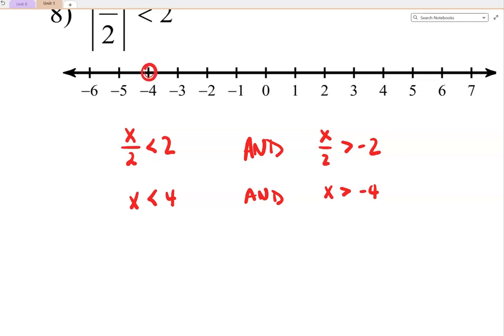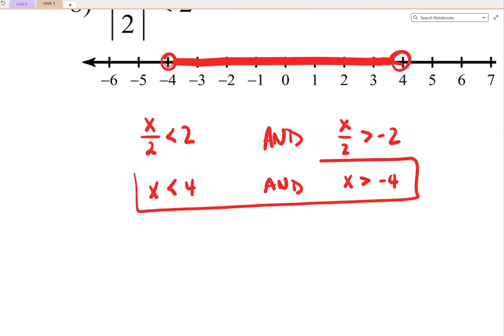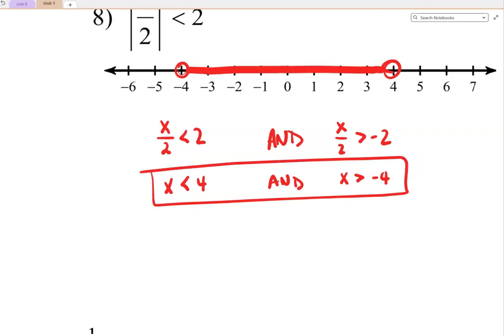Well, I'm going to identify 4 and negative 4 on the number line, and the region that's greater than negative 4 is pointing to the right. The region that's less than 4 is pointing to the left, and so just this region in between is going to be highlighted, and that's what we'd expect to see with a statement like "and" for these two inequalities.